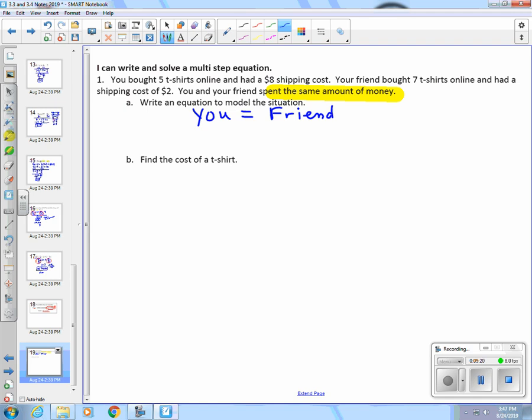Well, you bought 5 t-shirts and there was an $8 shipping cost. So 5 t-shirts times however much they cost plus $8 for shipping. Your friend bought 7 t-shirts and they cost the same amount because you guys bought the same kind, and there was a $2 shipping cost. We need to find the cost of 1 t-shirt. Well, we've got an equation here with variables on both sides.